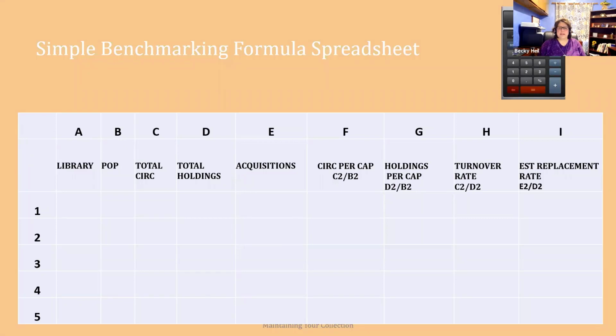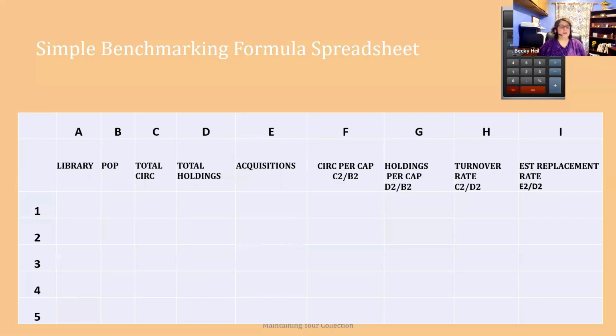The first question we need to ask is, where do you get comparative information from? And we'll take a look at that in a little bit. This is a simple spreadsheet that you can use to compare with other libraries. We'll take a look at where we can get those comparisons in the resources section. You can use it to benchmark against all kinds of things. You could use it to compare certain collections. What percentage of your adult fiction are you purchasing every year compared to what you spend on adult nonfiction?